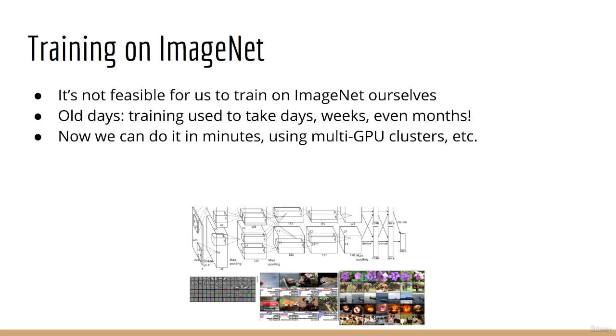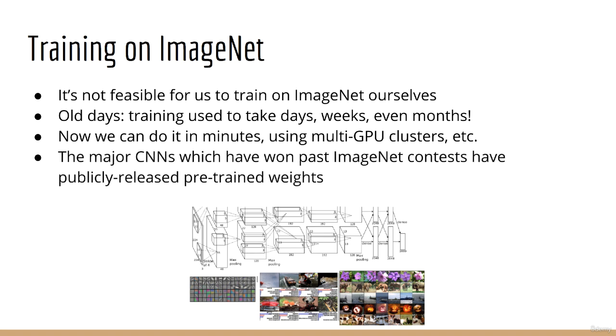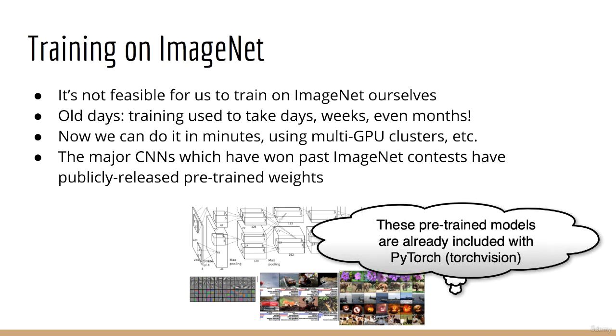Luckily, many of the major CNNs that have won the ImageNet contest in the past have released their pre-trained CNNs to the public. So there's no need for you to do any hyperparameter tuning, try out different learning rates, and so forth. All that has been done for you, and the results are open source. Doubly awesome is that these pre-trained networks are already included in PyTorch. We'll discuss what they are and how to get them later.